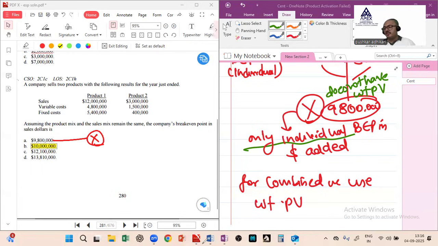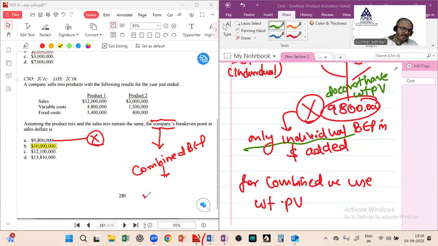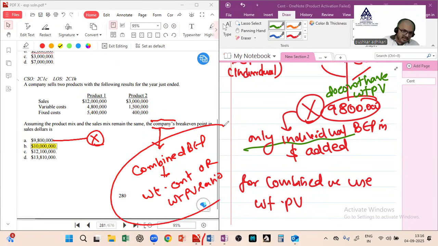So please read the question carefully. If they use the word companies break even point in your exam, please remember companies means combined break even point. And for a combined break even point, you have to use a weighted contribution or a weighted PV ratio. This is essentially what will save you from failing. This is what will save your exam fees. This is what is going to get you to pass. This right here is the most important aspect for you to remember. Please take it very seriously.